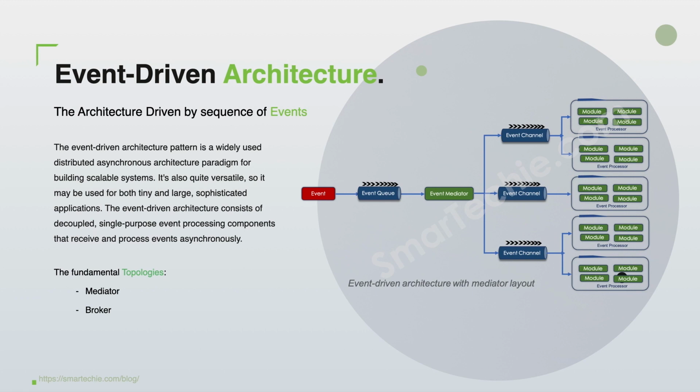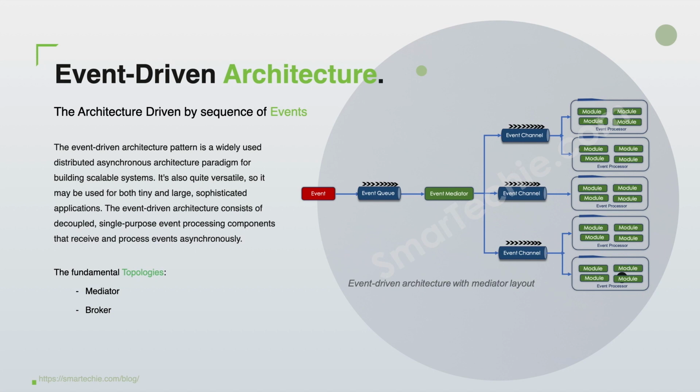So let's jump into the architecture pattern which is mostly used in the hyperscale world, and that is highly scalable as well as widely adaptable, right? That architecture pattern is called the event-driven architecture pattern. This pattern is a popular distributed asynchronous architecture pattern used to produce highly scalable applications. It is also highly adaptable and can be used for small applications as well as large and complex applications.